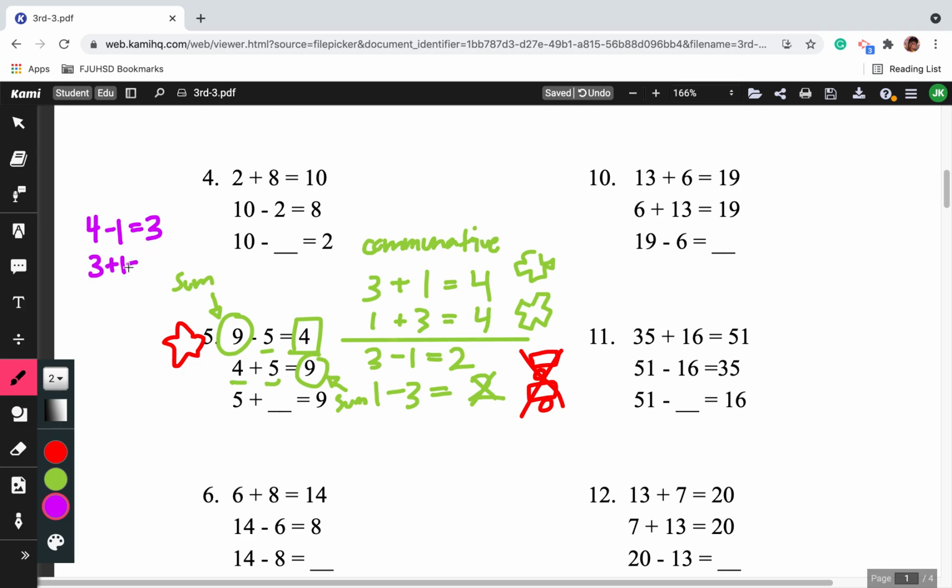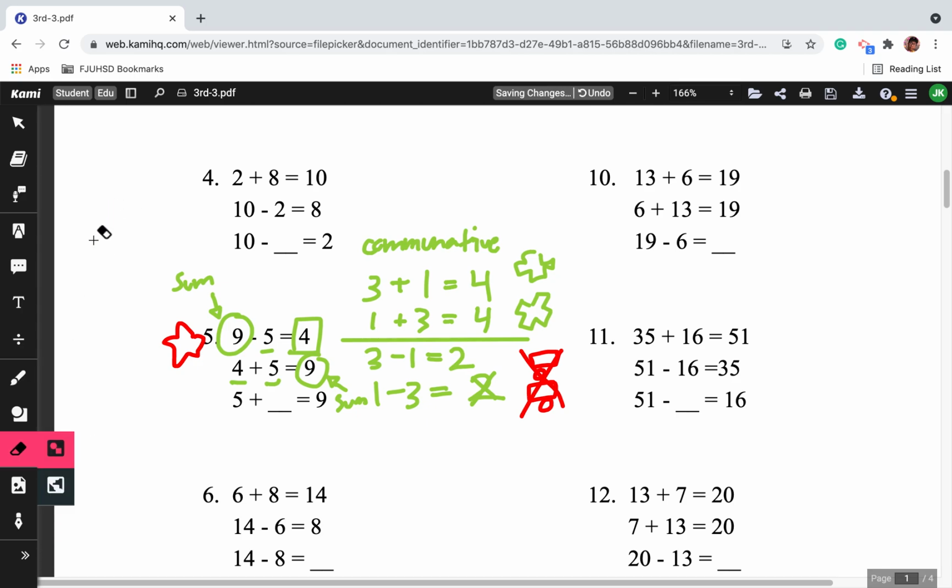So if it says 4 minus 1 equals 3, and then 3 plus 1 equals, okay, actually scratch that. Pretend you didn't hear anything.